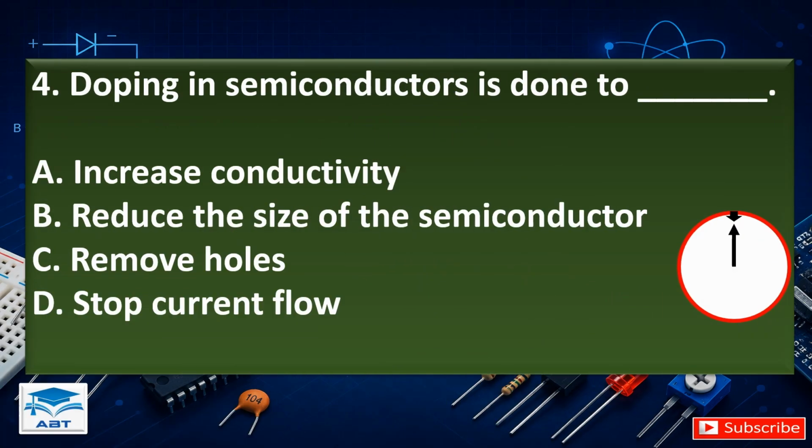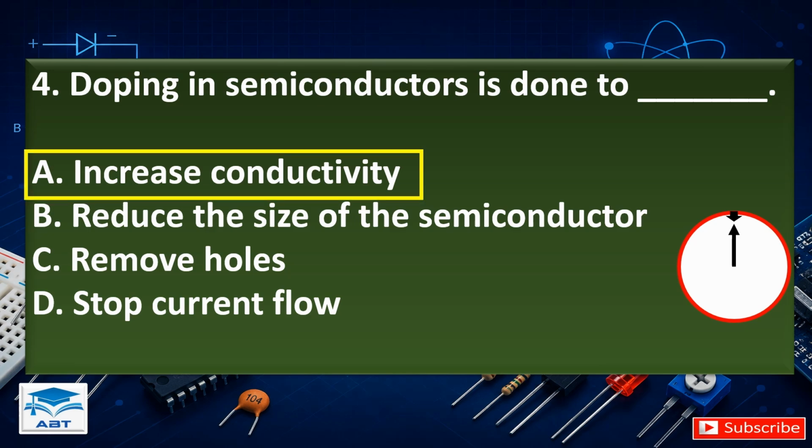4. Doping in semiconductors is done to A. Increase conductivity. B. Reduce the size of the semiconductor. C. Remove holes. D. Stop current flow. The answer is A. Increase conductivity.